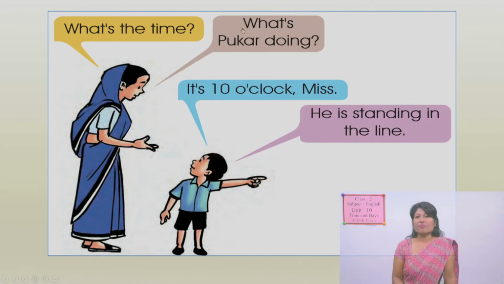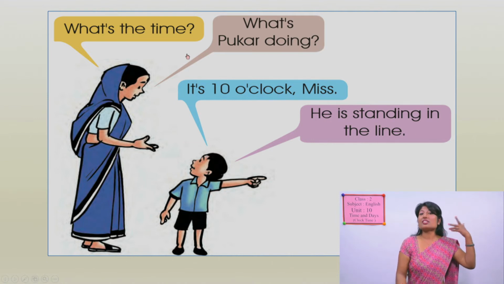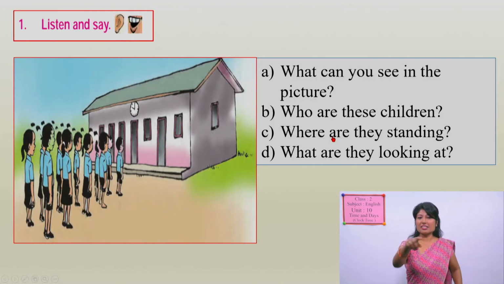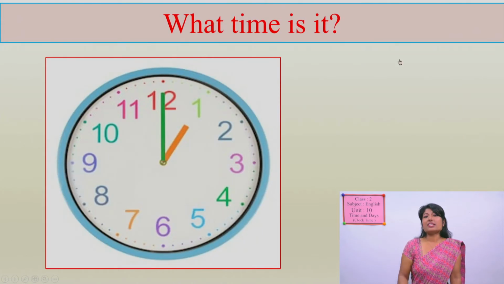Now look at here. What's the time? It's 10 o'clock, miss. So it's 10 o'clock. What's Pukar doing? He's standing in the line. So it was 10 o'clock and Pukar is standing in the line. Pukar must be among these children, right? Okay, now we learn the time.